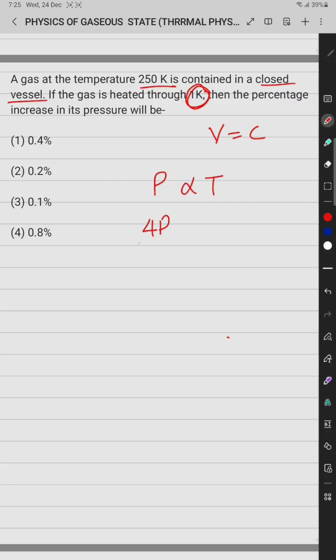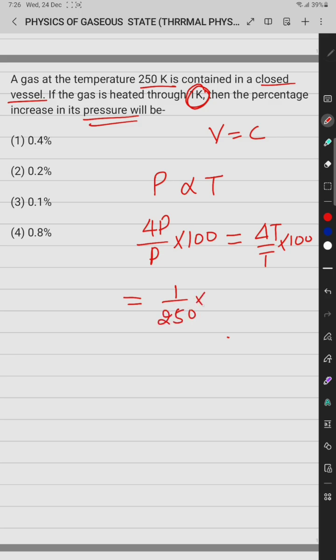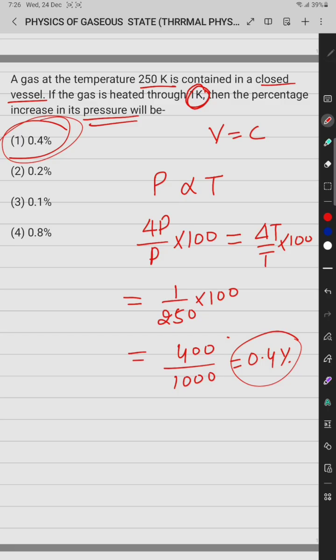That's why ΔP/P × 100, the percentage change in the pressure, is equal to the percentage change in the temperature. We want to find the percentage change in the pressure. So the percentage change in the temperature is 1 Kelvin over 250, times 100. So it is 400 by 1000, which means 0.4%. So the correct option is the first one.